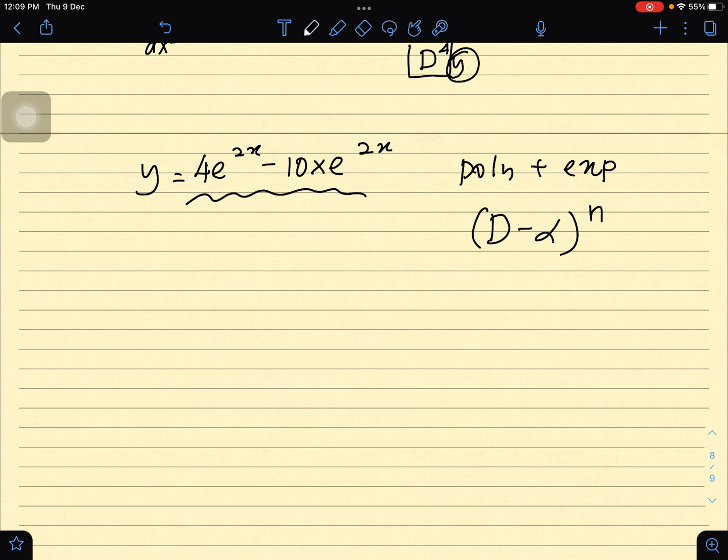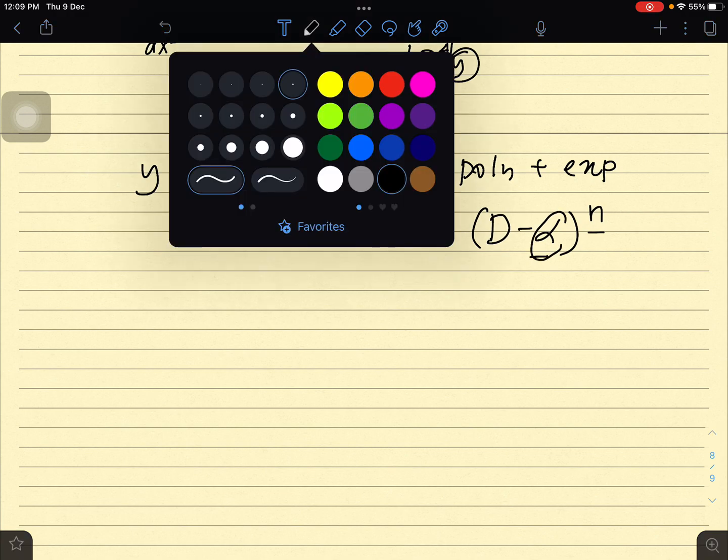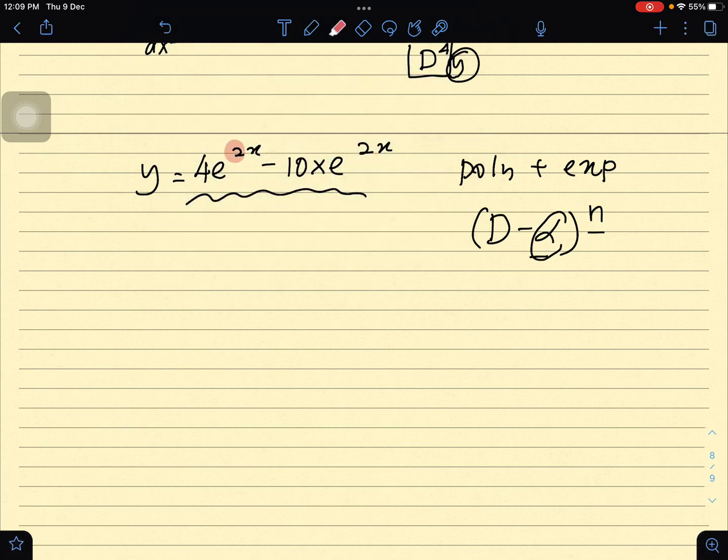So now you need to know what is the value of alpha and what is the value of n, where alpha comes from the power of your exponent. So you can see here, both of your exponents have the same power, so there's no problem. If it's a different power, it means it's a combination of functions, but because they have the same power, you have the same function. So now your alpha is equal to 2. What is your n? Your n comes from the highest power of your polynomial.